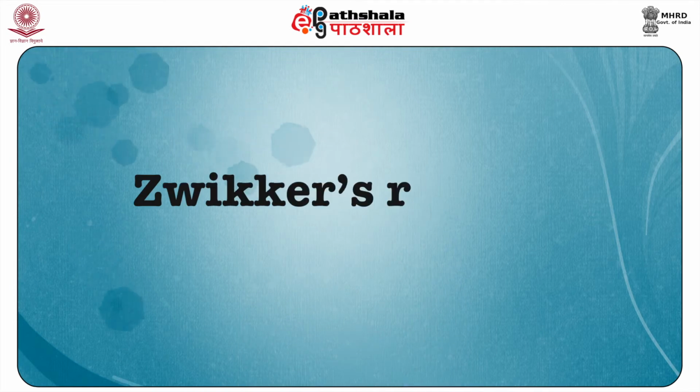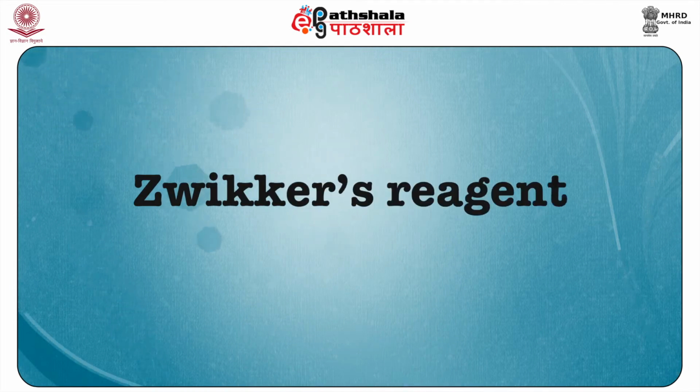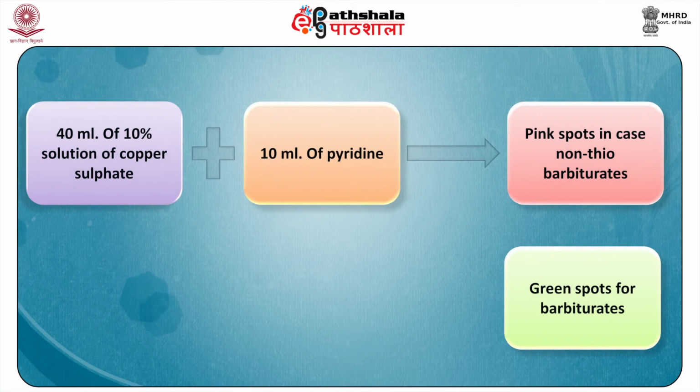Another reagent which can be used for spraying is the Zwicker's reagent, and what is done here is 40 ml of 10% solution of copper sulfate is mixed with 10 ml of pyridine, and this is then added to make up the volume to 100 ml, and this resulting solution is called the Zwicker's reagent.